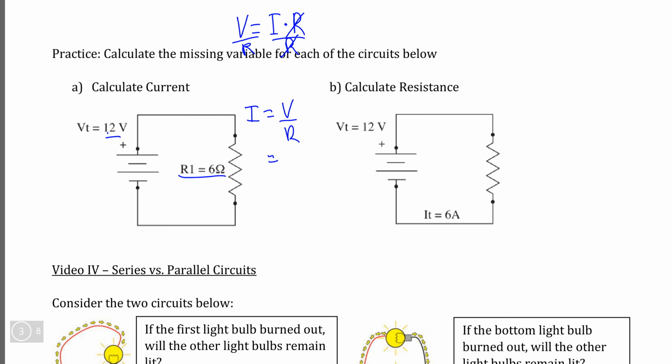So our voltage is 12 volts and our resistance is 6 ohms. And we know that 12 divided by 6 is 2. So our current is going to be 2 amps. Now here, we're given the opposite situation where we're given the voltage of our power supply and we're given the current of our circuit, which is 6 amps.